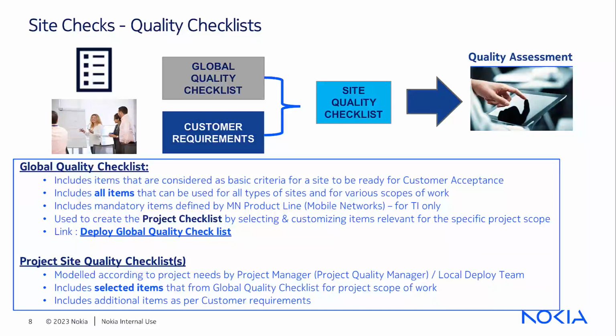Following this, the project management team will ensure that project site quality checklists are developed using the global quality checklist as the basis of criteria. Now, as we understand, there could be customer-specific requirements to be used during quality assessment. So as a second step, you have to combine project site quality specific checkpoints provided by the customer with the global one. And consolidation of these two inputs will be the final checklist for the project or SMP.